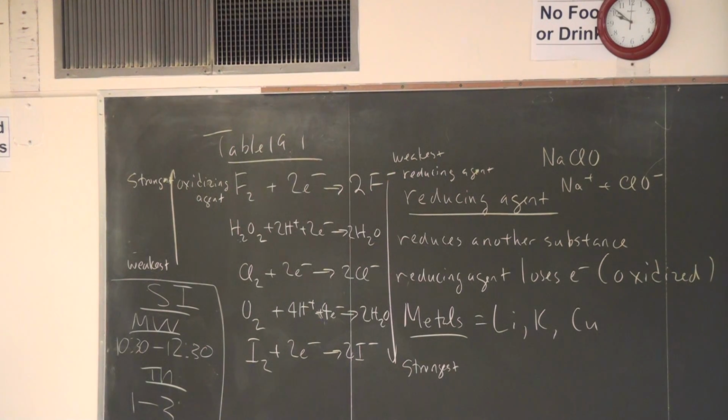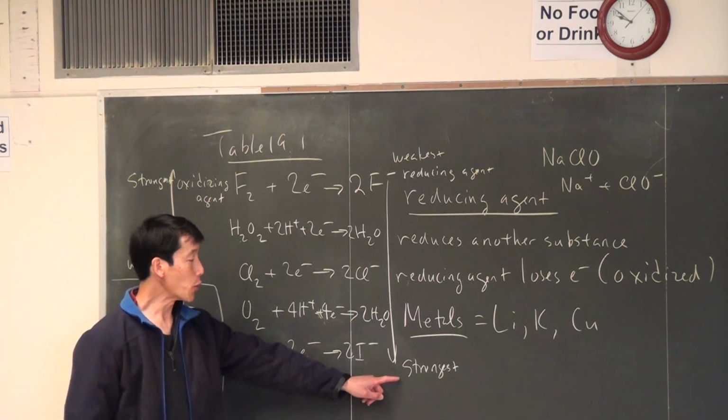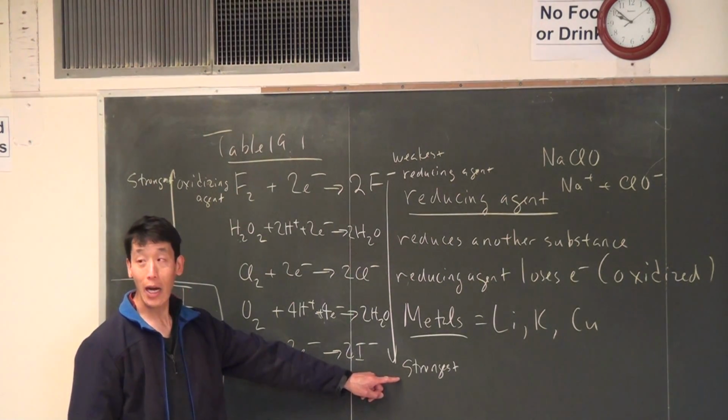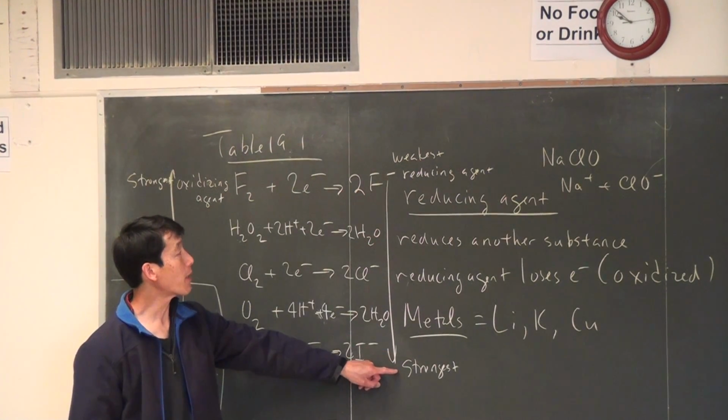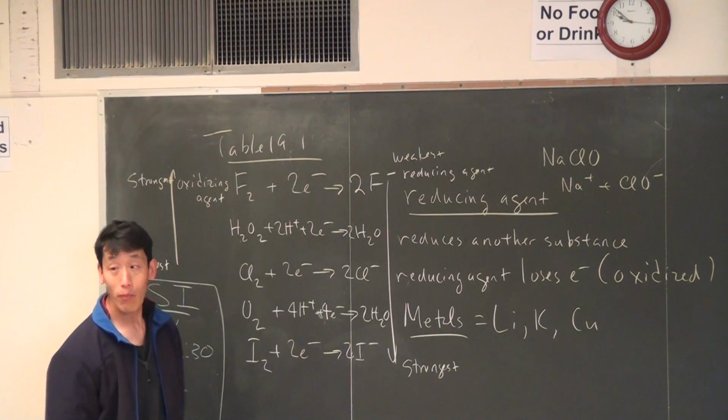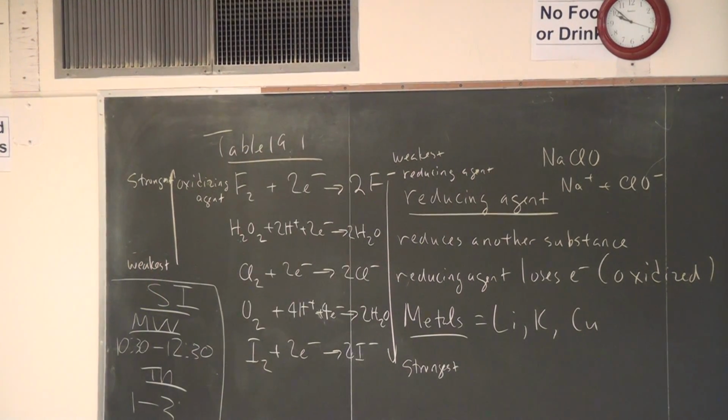The activity series table. Note that the activity series shows the reducing agents at the top, and then the oxidizing agents. Sorry, the strongest reducing agents at the top, the weakest reducing agents at the bottom. So this is just the activity series flipped over.